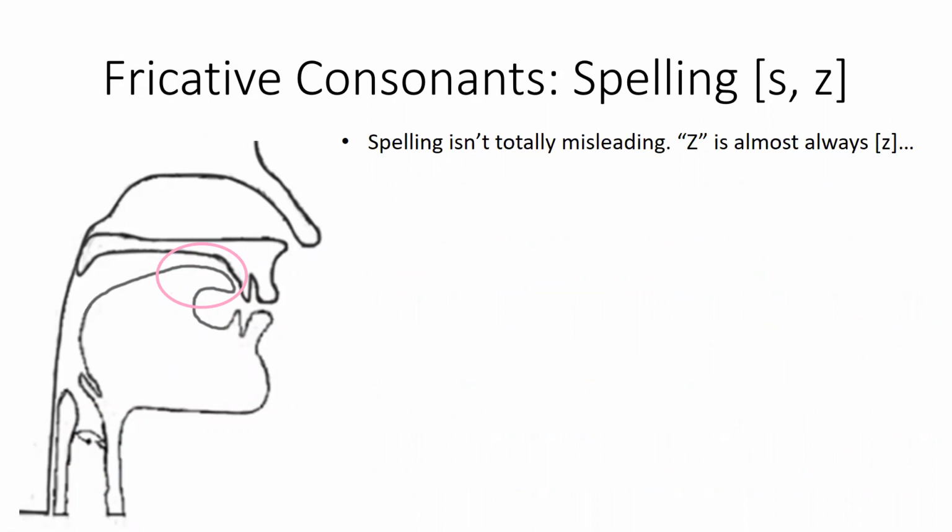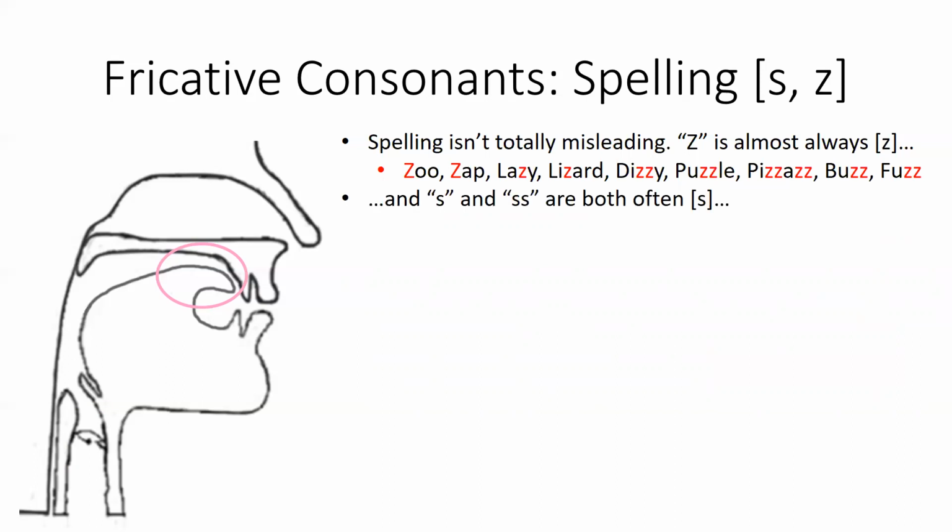So the Z sound is almost always represented by a written Z. So in all these words, from zoo to fuzz, we have one or two Z's and they're pronounced Z. And similarly, one or two S's are typically pronounced S. So we see that from so to process on this list.